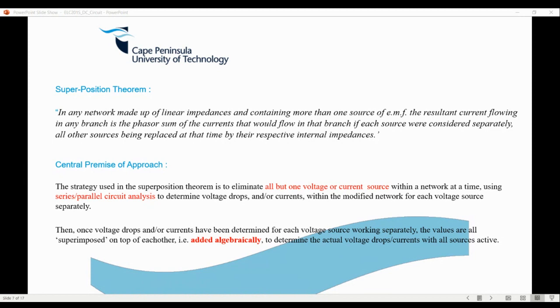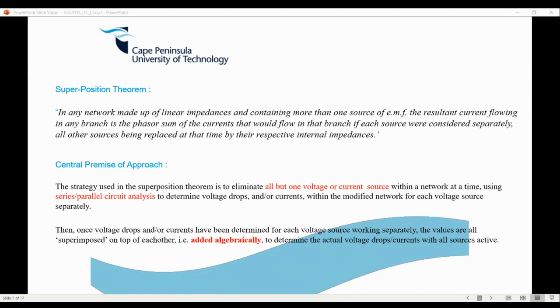So it says here, if in any network made up of linear impedances, or resistance, or containing more than one source of EMF, the resultant current flowing in any branch is a phasor sum. Okay, in this case, it's a phasor sum. This is for AC, but it's an algebraic sum of the currents that will flow in that branch. Each source is considered separately, all other sources being replaced at the time by their respective internal resistances.